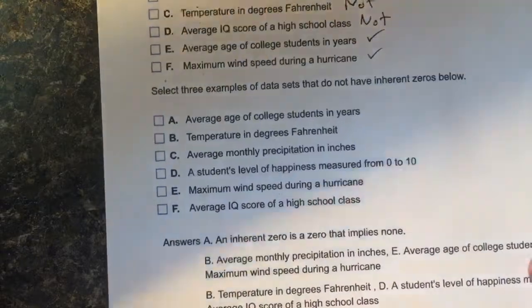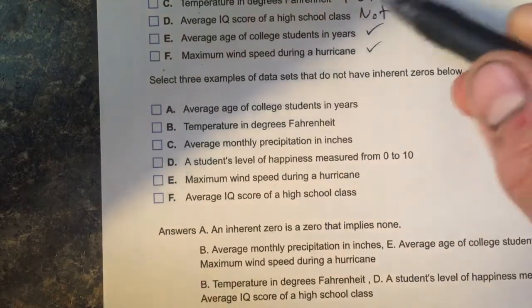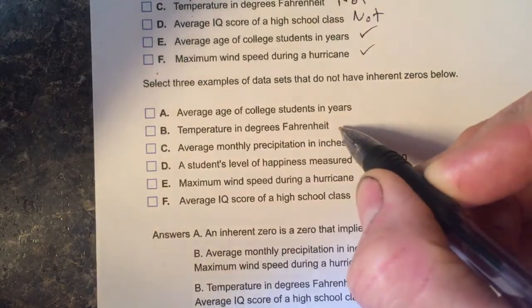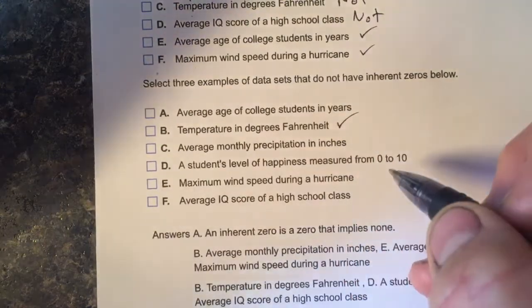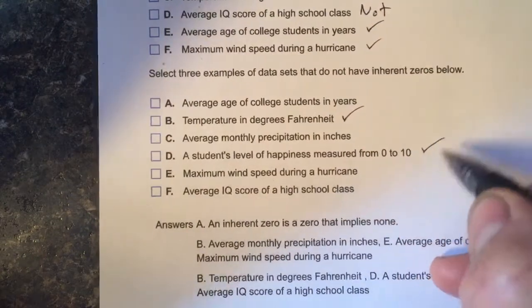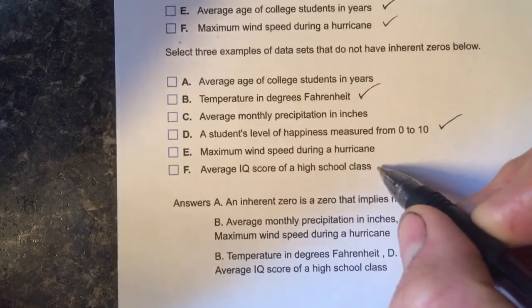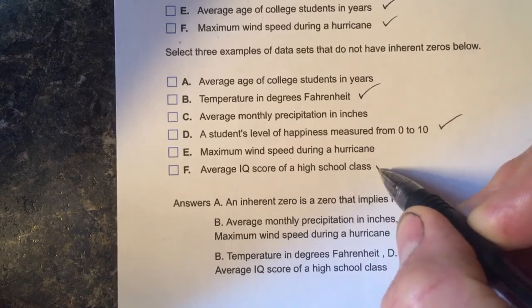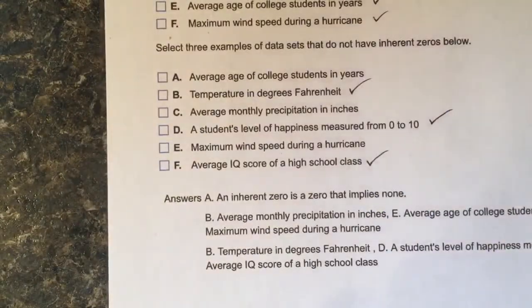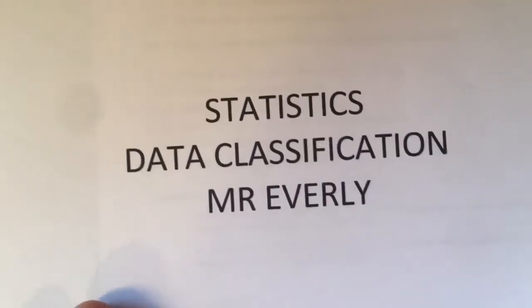Now, which ones are not inherent zeros? Well, the ones I put not. So temperature is not an inherent 0. Students' level of happiness, and the IQ scores. These are not. Okay. Anyway, that's our data classification.